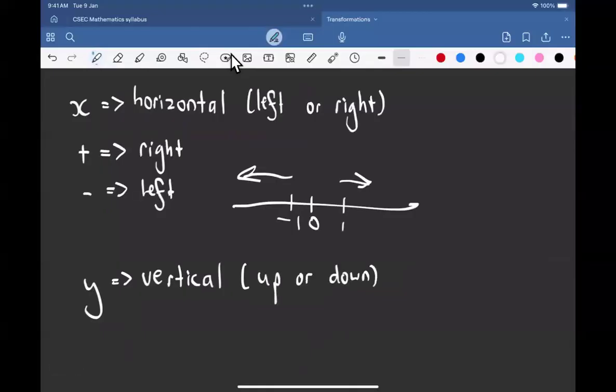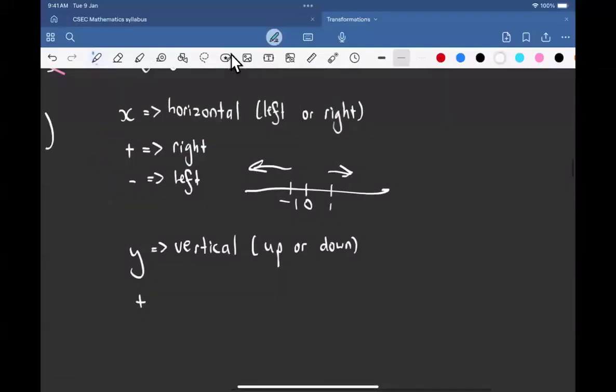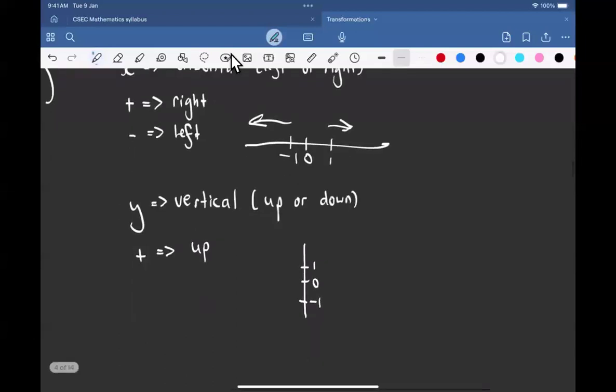If the y value is positive, where are you going? It's positive. Going up or going down? Up. Right? Because just think about the number line in this direction. If you want to go positive, you go up. If you want to go down, you go negative. So positive is up, negative is down.